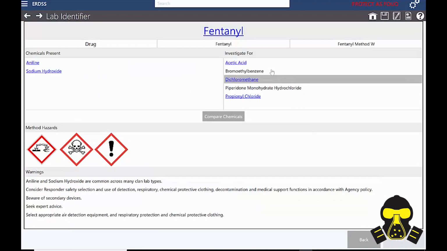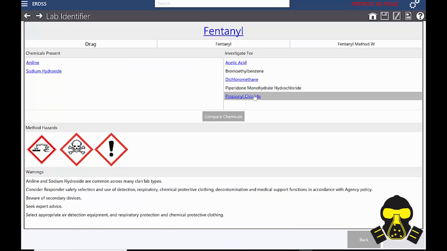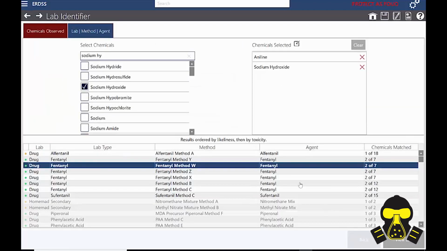View the lab, and now you're starting to go, okay, look for acetic acid, dichloromethane, propyl chloride. If not, you go back one step and you can start putting in everything you see. And that will tell you all the different types of things that can be made. Because a lot of times what we're seeing now is all these poly labs. We very rarely go on a drug call or a lab call for an explosives lab where it's just one thing.